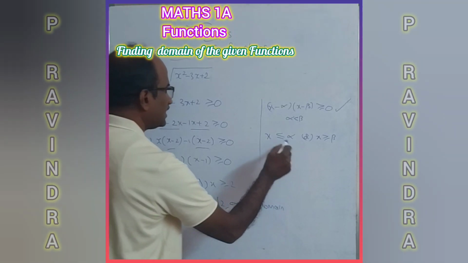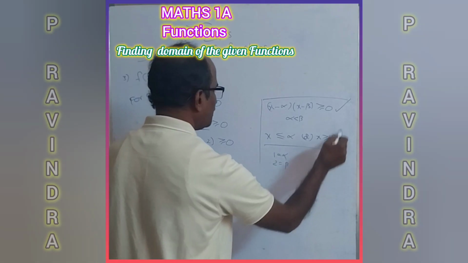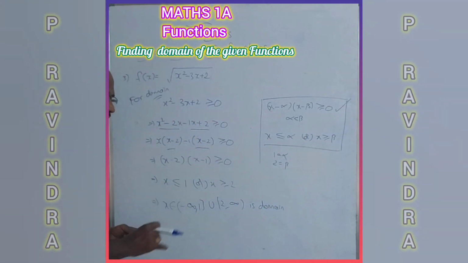So this is the main synopsis which you have to remember. This is the main part which you have to remember, which is applied here to find the domain.